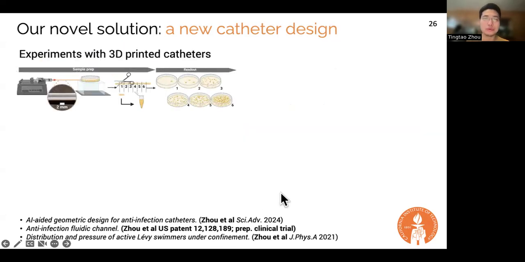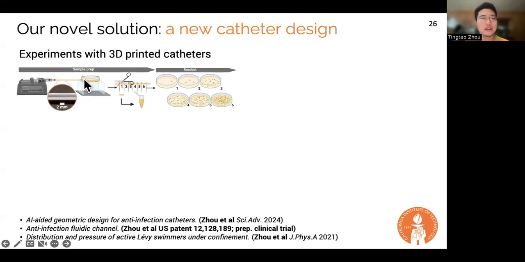And we want to see if this can also work for a real size catheter. So I 3D printed catheters of our design. These are real size catheters. These tubes have a diameter of 1.6 centimeters, and they are 8 centimeters long.